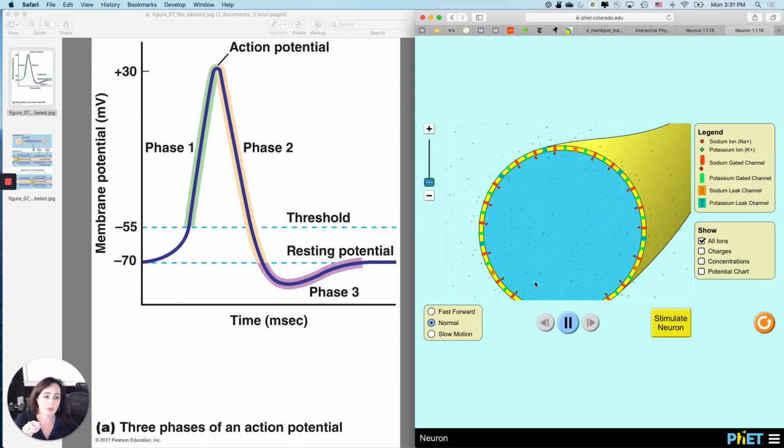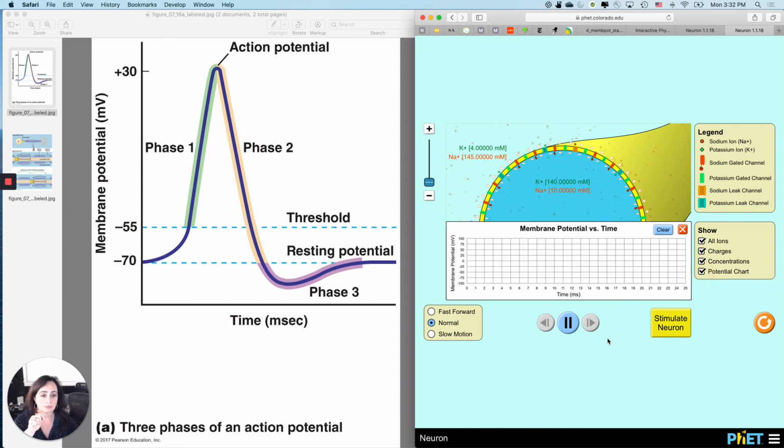So what you can do with this one is you have a legend: sodium, potassium, gated channels, all that kind of stuff, leak channels. And then you can put in the charges to see what it looks like. You can put in the relative concentrations, see where things are high versus low. You can put in the chart. You can stimulate the neuron. And watch what happens, right? You can change some things around. You can watch it actually occur.